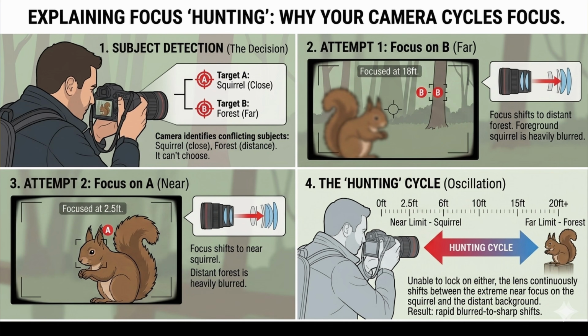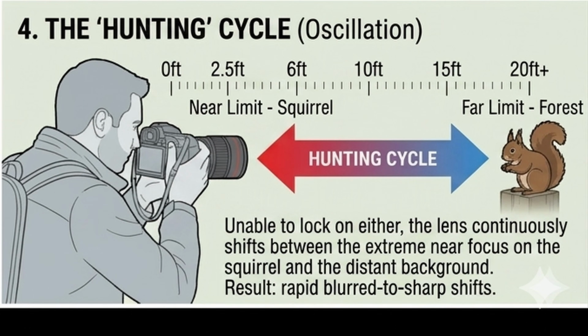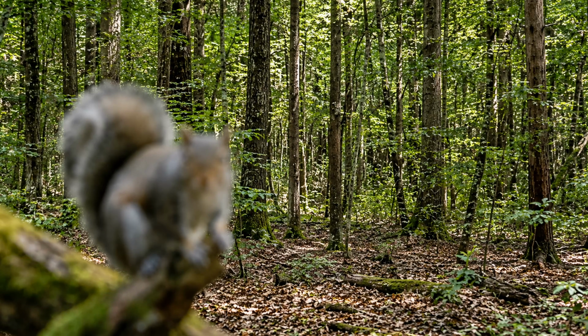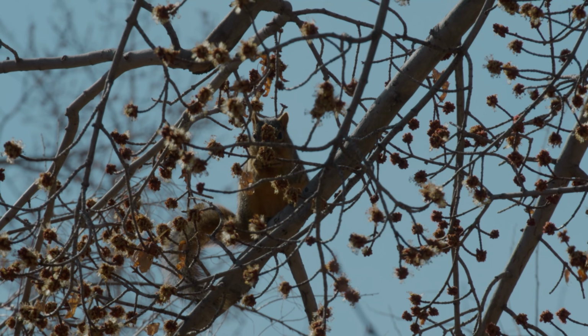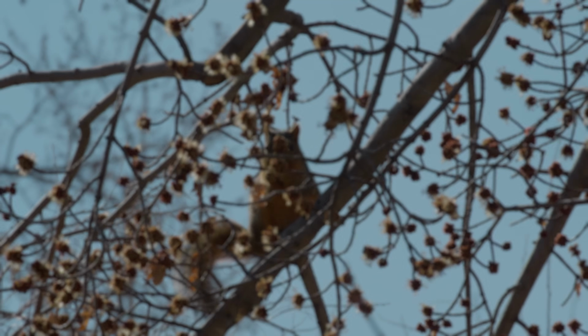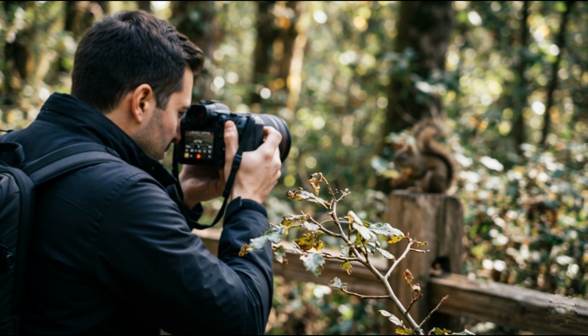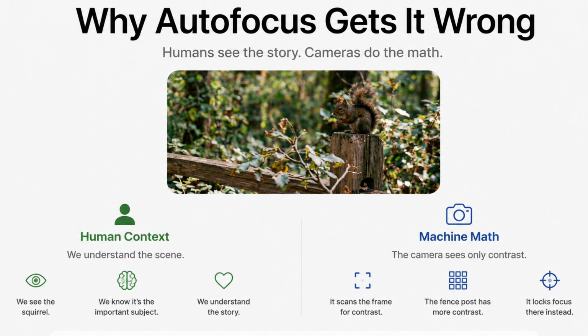Unlike you and me, the camera can't look at the scene and decide, "That's close enough." So it just keeps doing the math, and it tries focusing on the forest, then the squirrel, and then back to the forest again. But because it can't make both sharp at the same time, it gets stuck bouncing back and forth, trying to solve a problem that simply has no solution. And this is what causes focus hunting.